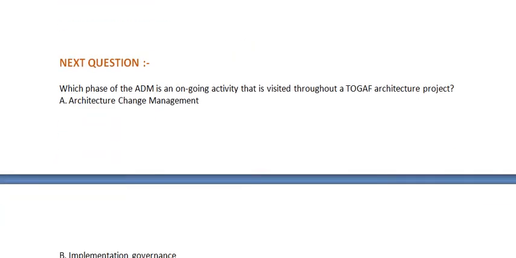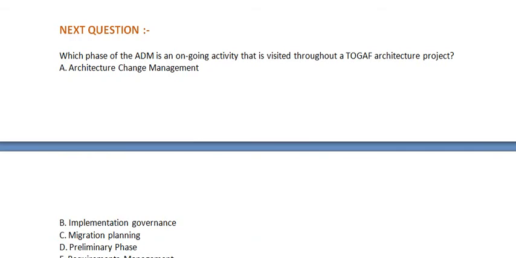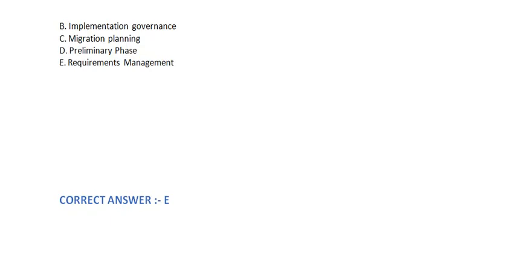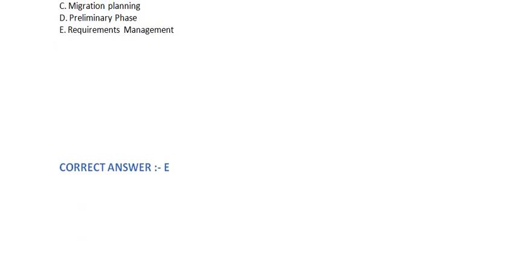Next question is, which phase of the ADM is an ongoing activity that is visited throughout a TOGAF architecture project? Option A, architecture change management. Option B, implementation governance. Option C, migration planning. Option D, preliminary phase. And option E, requirements management. And the correct answer is option E.